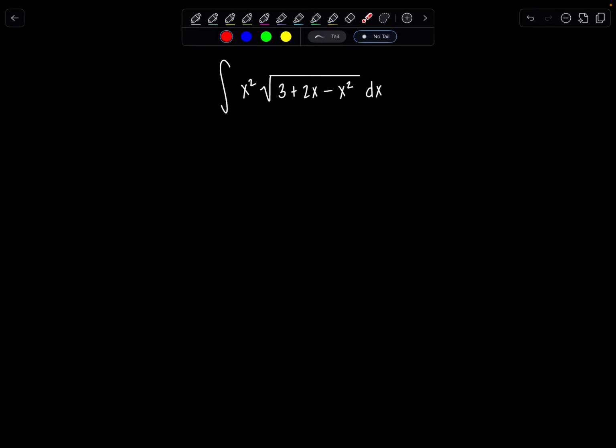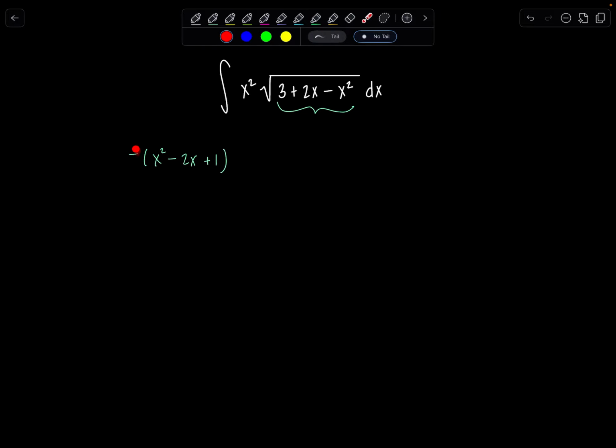But I'm going to start off by completing the square for the expression underneath the radical. That way I can go ahead and do trig sub. Since there's a minus in front of the x squared, I need to factor it out and also factor that out from the 2x. So now I have negative quantity x squared minus 2x. In order for that to be a perfect square trinomial, I need to add 1.